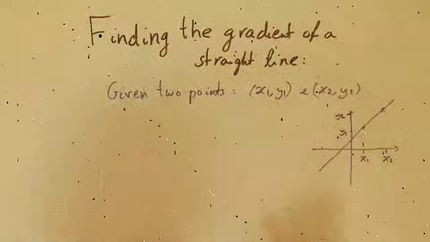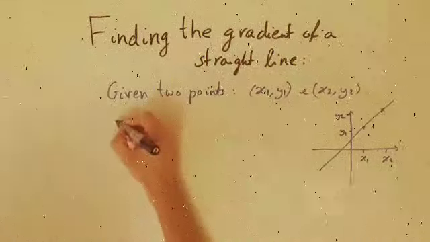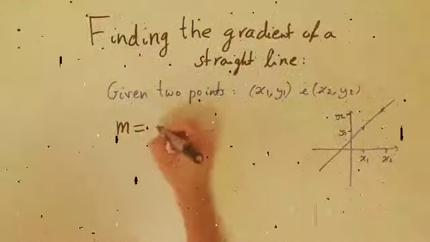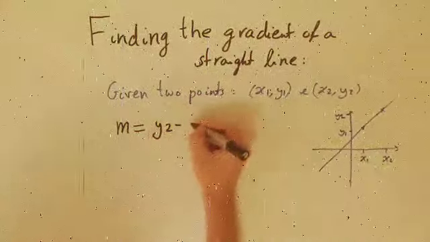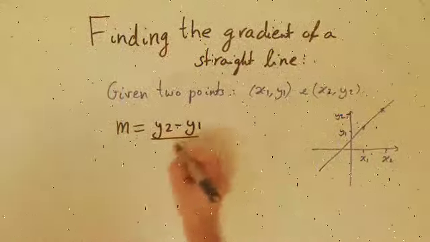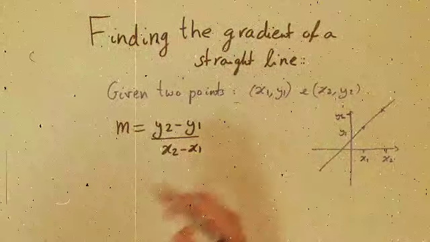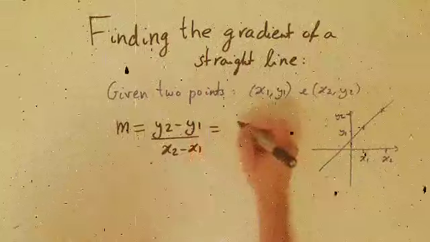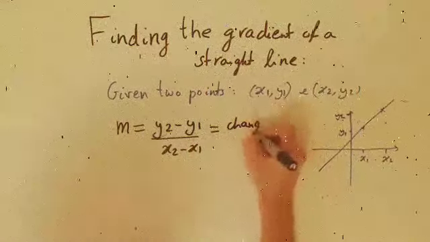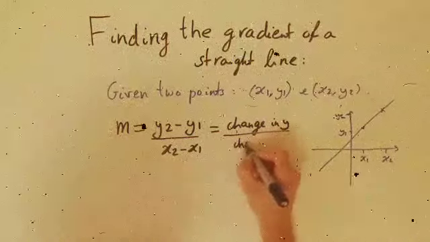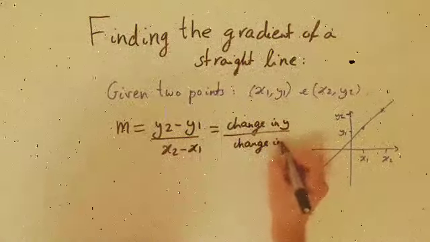And luckily there is a formula for this. So the formula goes like this. We have m is the gradient, this is what we want to try and find out, and the gradient is given by y2 minus y1 divided by x2 minus x1. So another way you can think about this is the gradient is the change in y divided by the change in x.